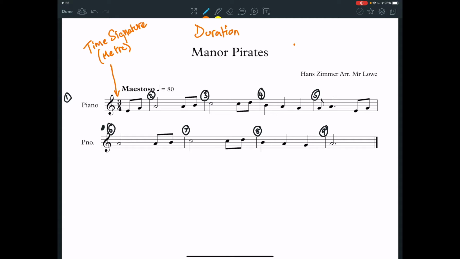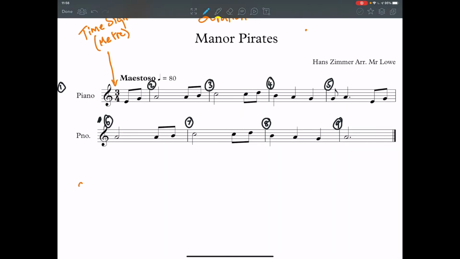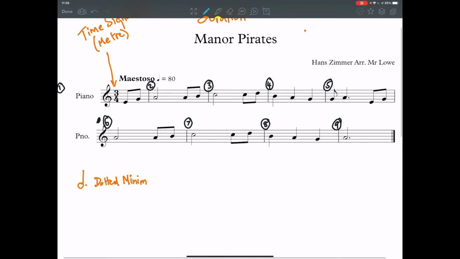So just underneath here, I will draw this note. I've drawn an open circle with a stem on it like this, and I'm going to draw a dot after it. And that's known as a dotted minim. That's the technical term for that, a dotted minim. And a dotted minim is worth 3 beats.